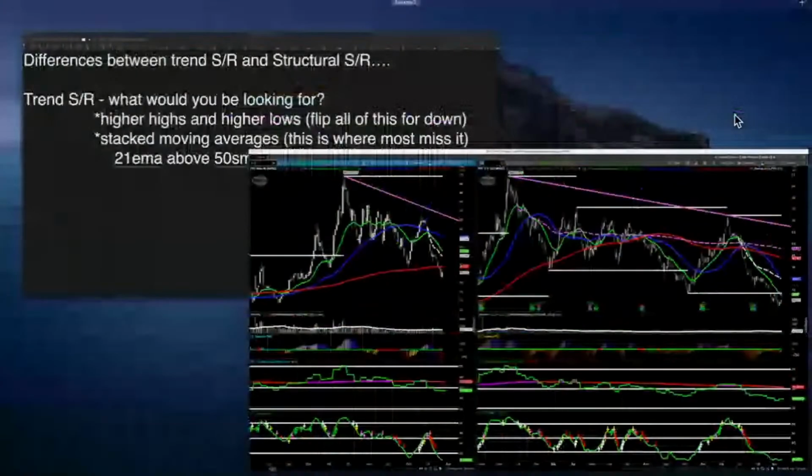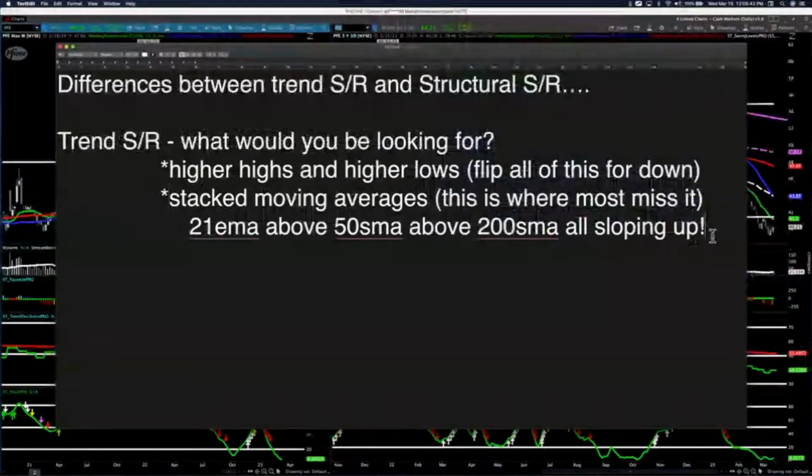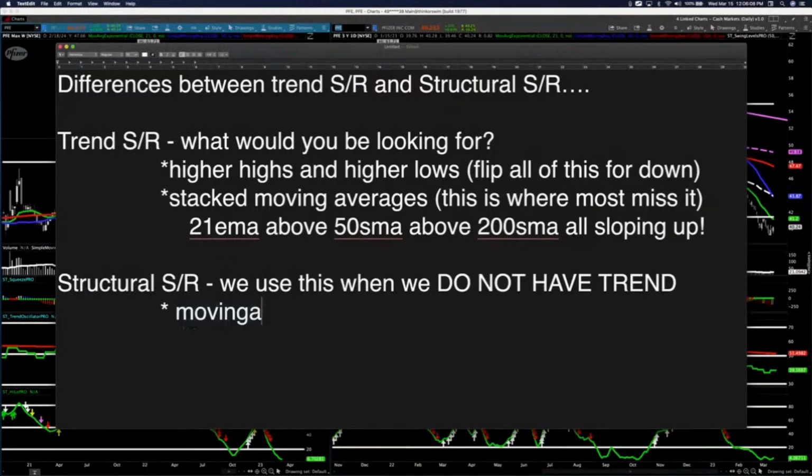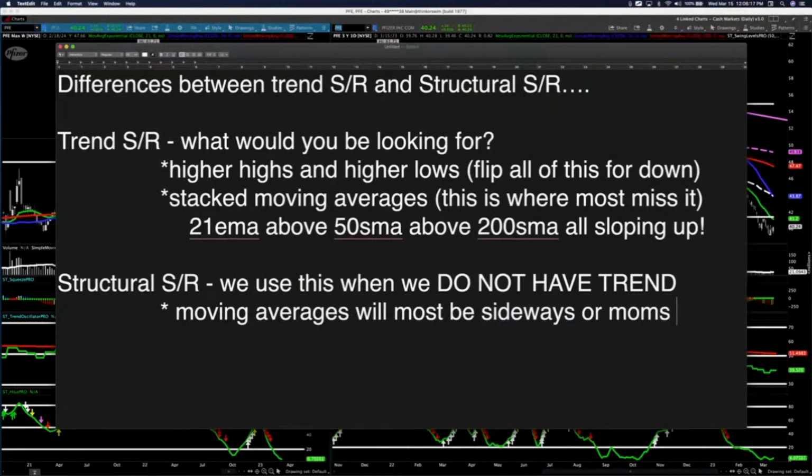So let's build out the second point here. And this will be a quick session because it is very simple once you see it. Structural support. We use this when we do not have trend. Because most of the time, actually, you won't have trend. So a couple points. Moving averages will mostly be sideways, or mom spaghetti.